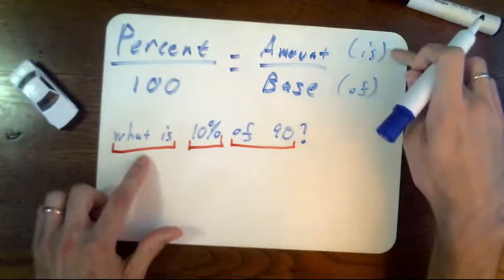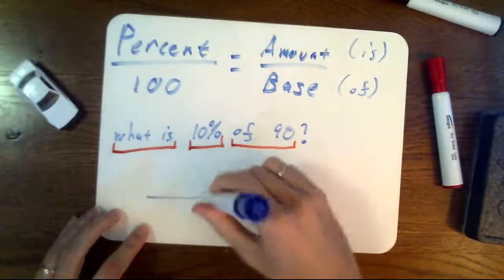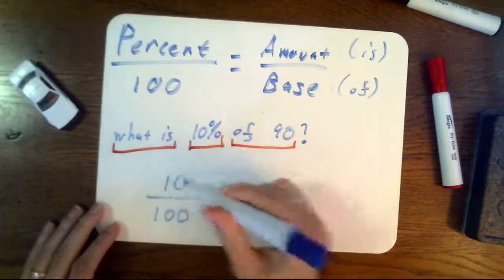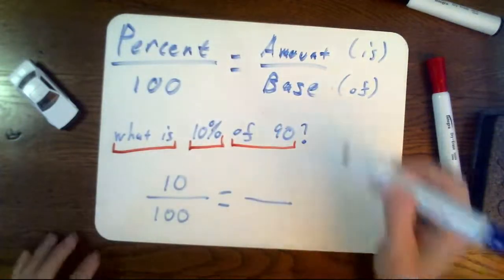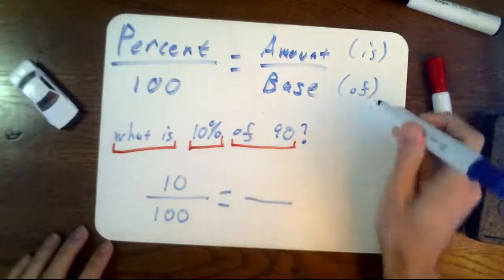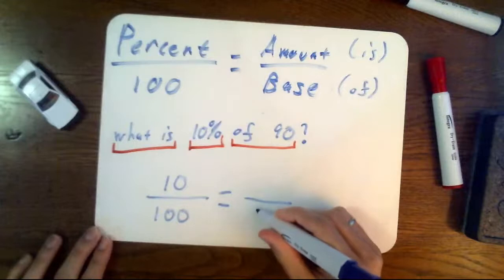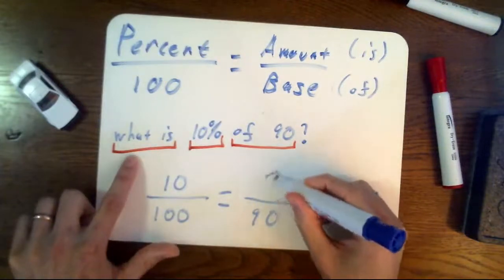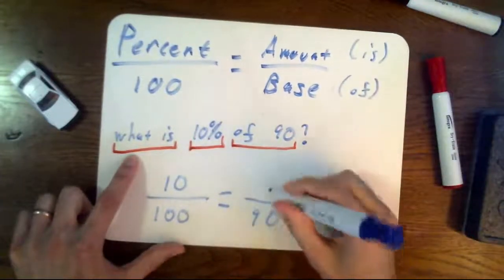So what is, meaning we don't know what is. I'm just going to copy this formula down. 10%, that tells me that the 10 goes here where the percent would normally go. Of 90, of meaning it's the base or the whole. So 90 goes right here, and then what is, we don't know what the is amount is, so this is our variable.